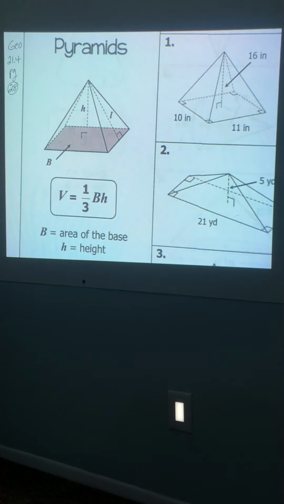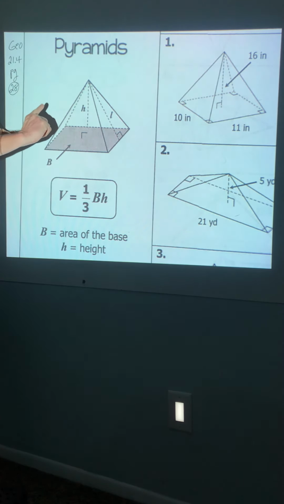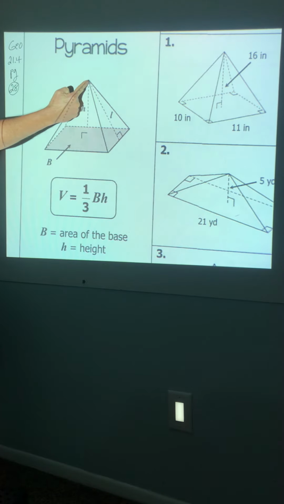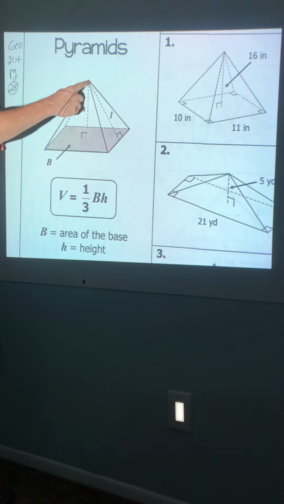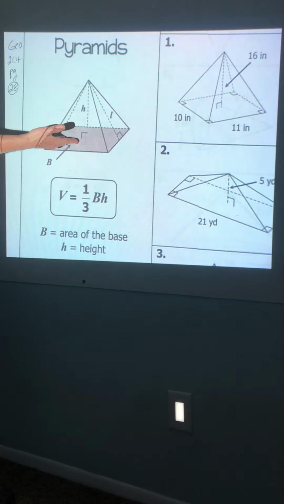Okay, let's back up. What is a pyramid? A lot of you are emailing me that you don't know what these shapes are. So you've got a base here that is a rectangle. All of the faces going around that meet at a point are triangles. Those are the lateral faces that go around. If your lateral faces are triangles and they meet at a point, that is a pyramid. The base can be any polygon, but all the lateral faces are triangles.